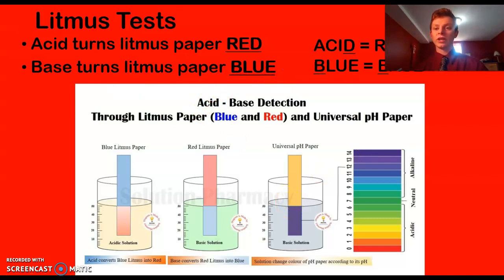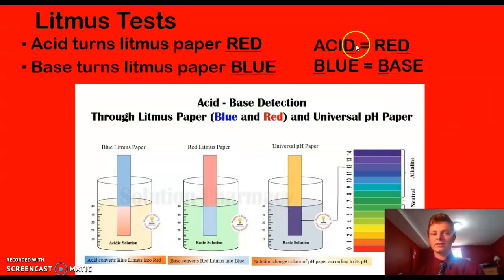So here is the little thing Miss Miller uses to remember it: acid ends in D and red ends in D. So that right there is a little reminder of acid and red. Blue starts with B and base starts with B. So again, your blue litmus paper means base.